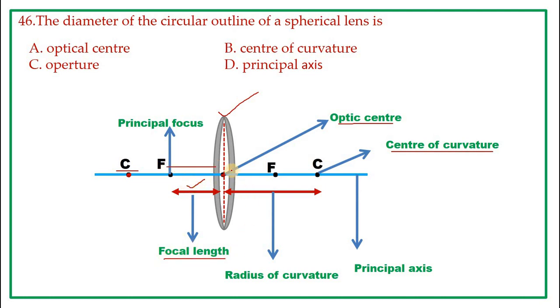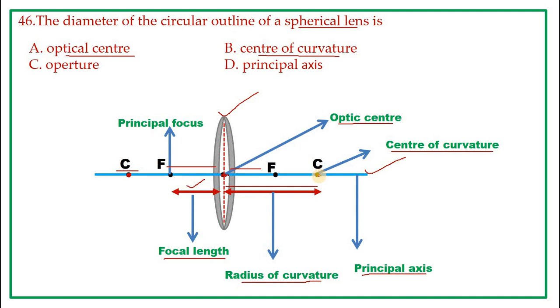So here also we find focal length, and the distance between optic center and center of the curvature, we call it as radius of the curvature, and this is the imaginary line. So this line we call it as principal axis. Optical center means the center of the spherical lens. So that is optical center. So center of the curvature means the center of the sphere.